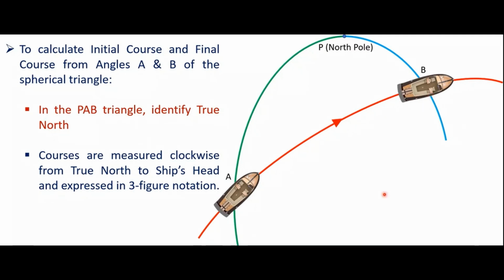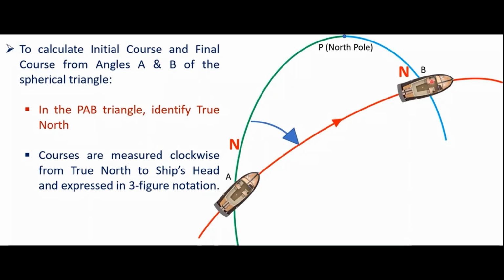Now, you can see in this case, what will be the direction of the north at A? This will be the direction of north at A. This shall be the direction of north at B. Both these are shown as N in the diagram. Now from this, if I measure clockwise up to the ship's head, this shall be the initial course out here, which is represented by the blue arrow. This represents the initial course, which we see that angle A and the initial course happen to be same.